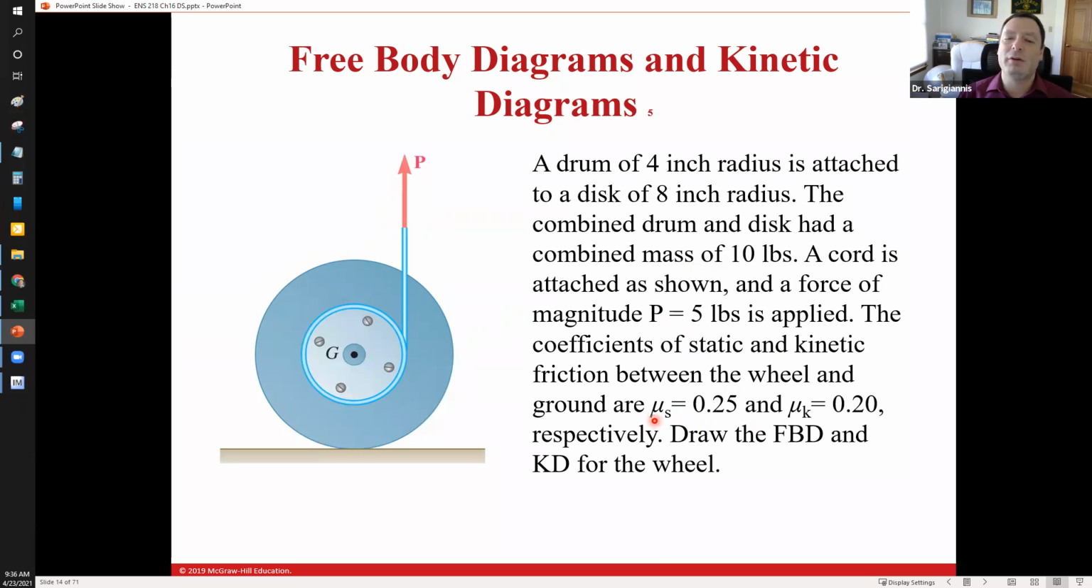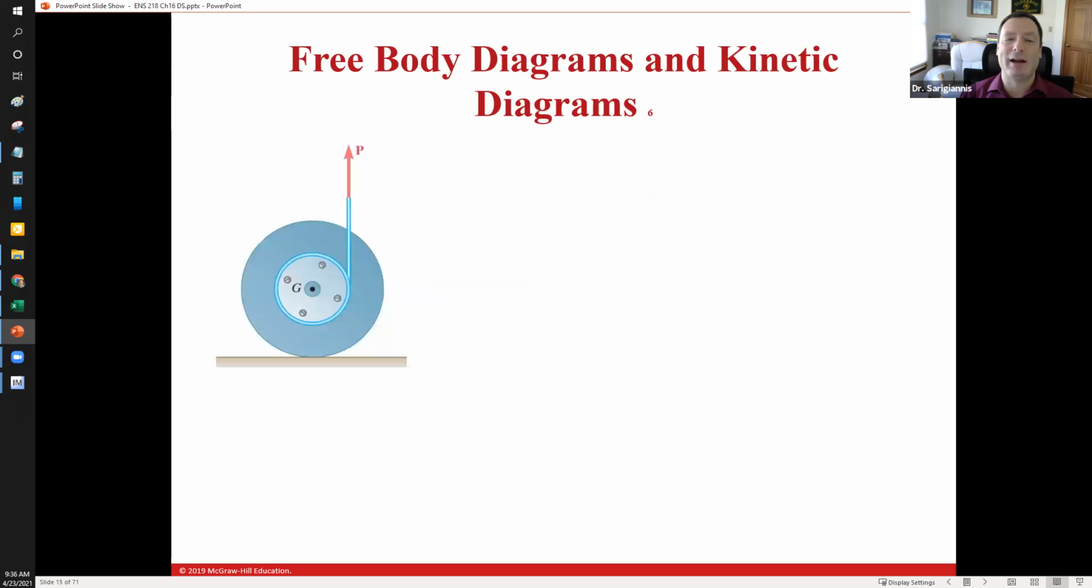So what do you have here? You have some information on the geometry, you're given the mass, and you're told there's a force acting on this. But you're also told there's a force of friction involved. So now you know there's some kind of force of friction I need to account for here. Let's see what that would look like in a free body diagram.